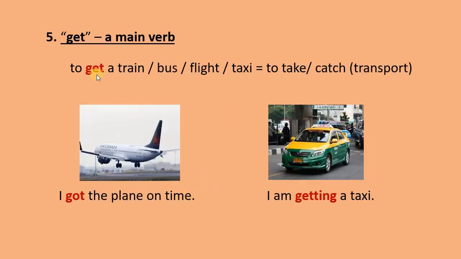Get, number 5, as a main verb. To get a train, bus, flight, a taxi. This means to take or catch any transport. We're talking here about transportation. Example, I got the plane on time. I am getting a taxi. Meaning, he is taking a taxi. Alright? This is very common in fact, guys. He is taking a taxi. I am getting a taxi.